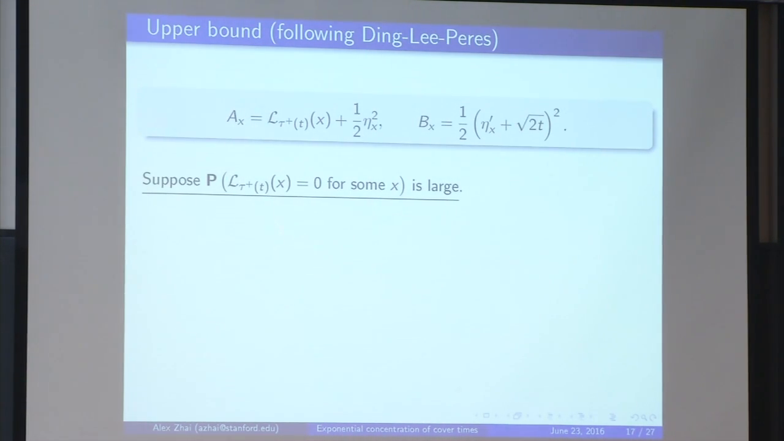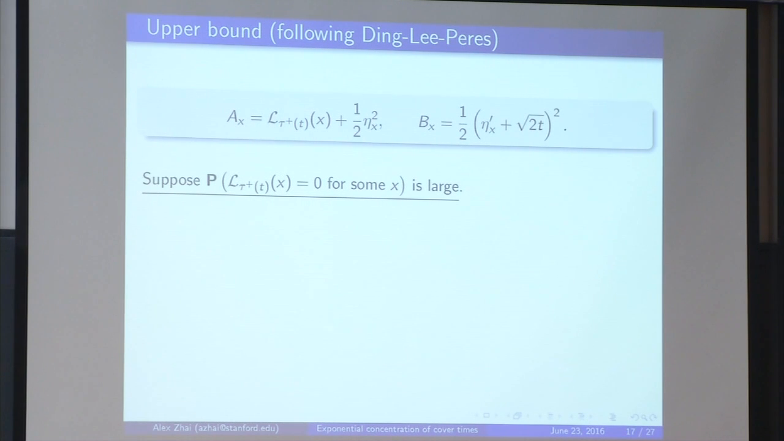So let's first start with the upper bound, showing that the cover time is not too large. The way I'm going to explain this is a little bit reversed somehow, but hopefully you can follow along. Let's think about it this way. Suppose for some value of t, it's actually quite likely that one of the local times is still 0, right? Then I'm going to show that t is necessarily small, okay?